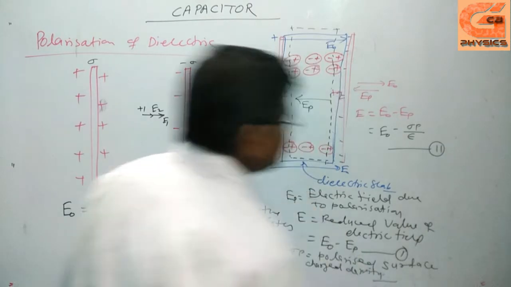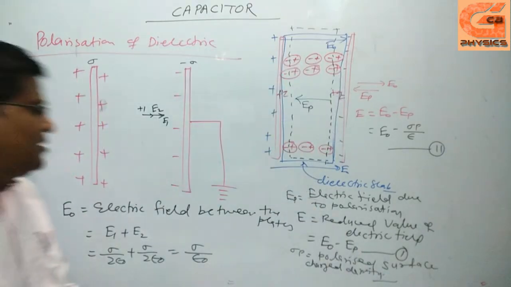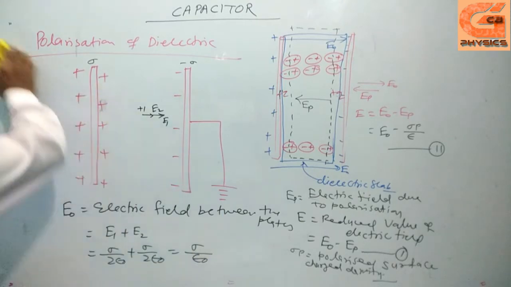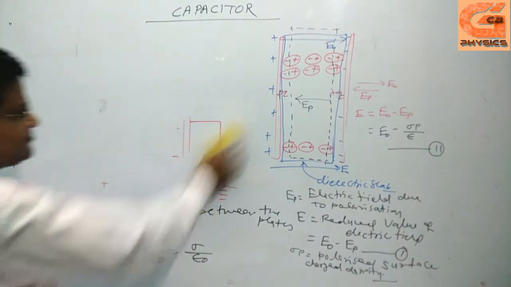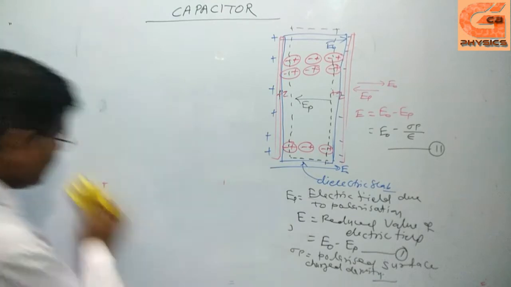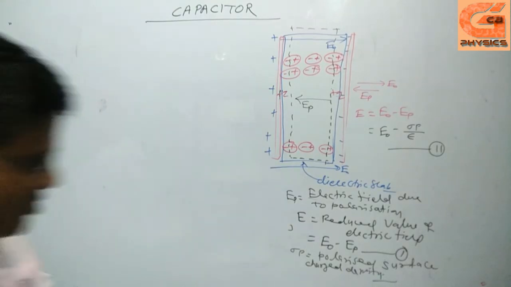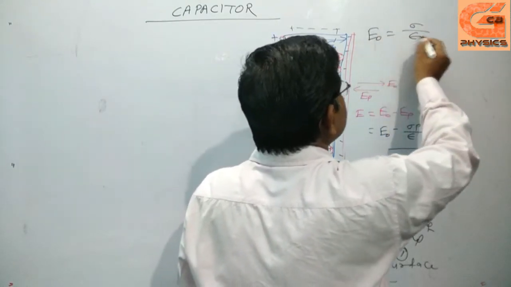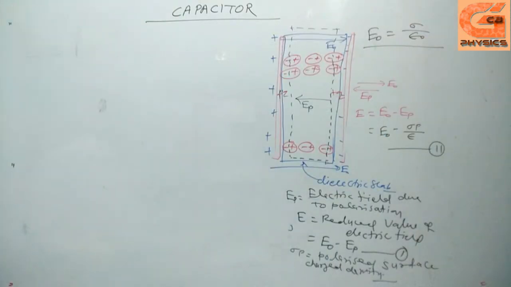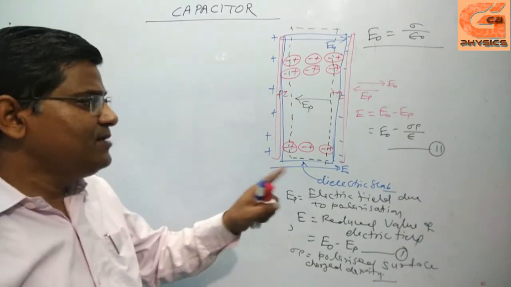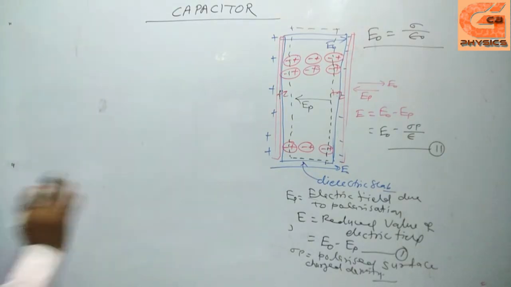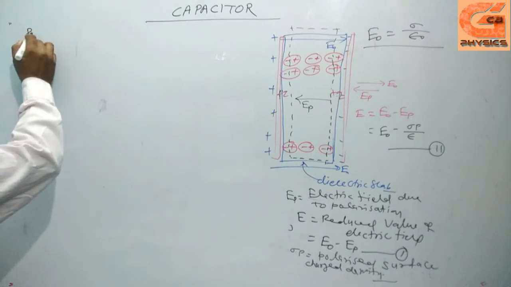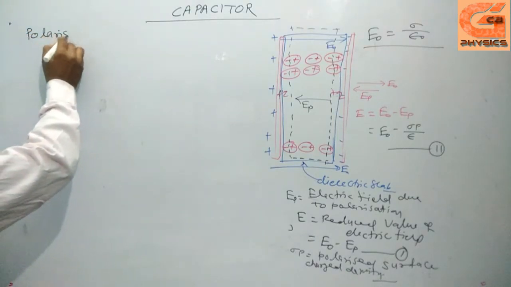Then one thing is important. One formula I have written here: E naught is equal to sigma by epsilon naught. You remember it. And now we want to find the value of E equal to E naught minus sigma P by epsilon naught. And one more thing, the polarization density P.